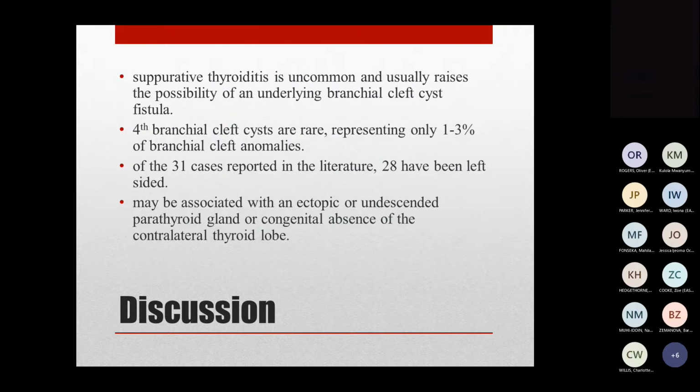Suppurative thyroiditis is very uncommon, and if you see it, particularly in a young patient, it always should raise the possibility of an underlying fourth branchial cleft cyst with fistula. They are rare and represent only 1 to 3% of all branchial cleft anomalies. The most common we see is the second branchial cleft cyst.